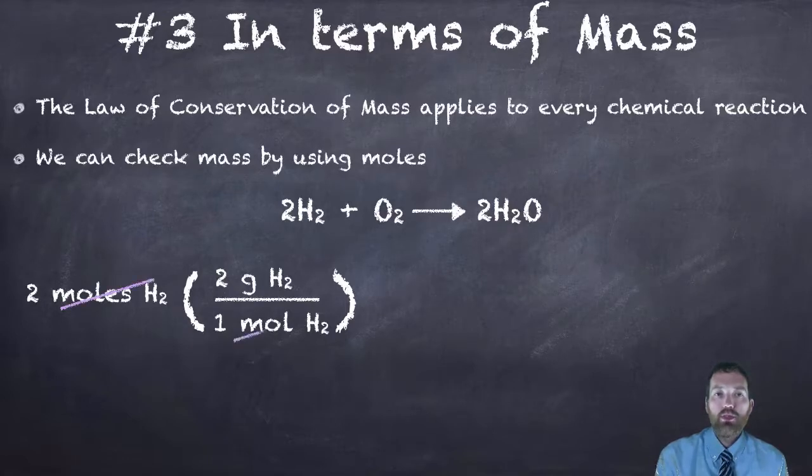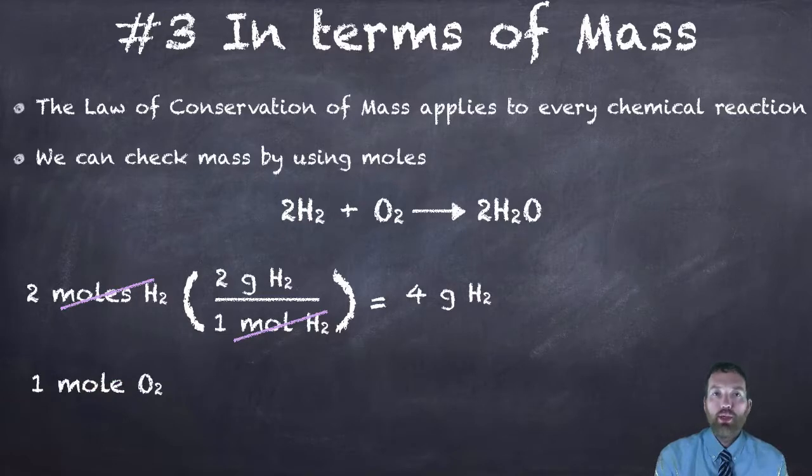Okay, so moles of H2 and moles of H2 will cross off, like I said. I'm left with grams of H2, which is what I want. I want to convert all of these moles into grams and compare the left to the right. So it's time to punch it in. 2 times 2 is 4. You probably don't need to punch that one in. That's easy. Okay, then we're going to do it again for oxygen.